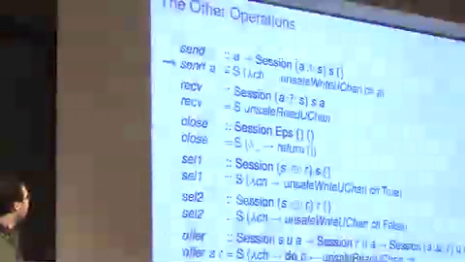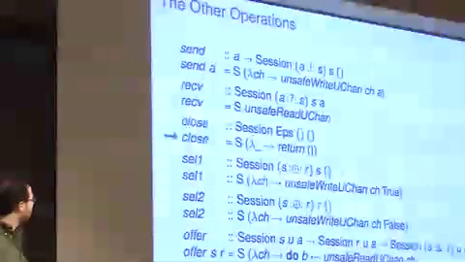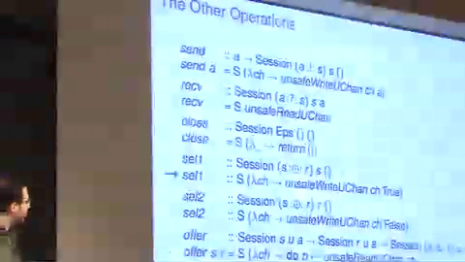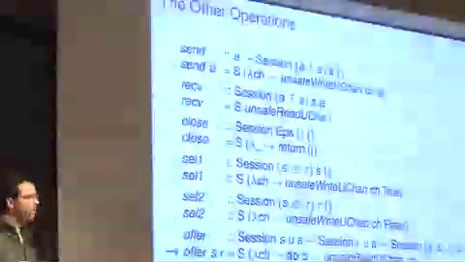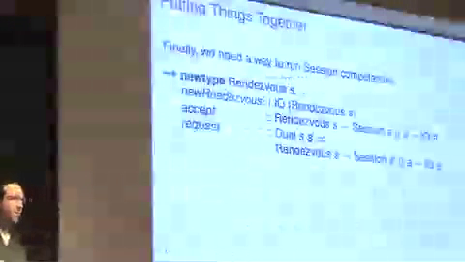And I'll show you the implementations of these just to emphasize that they're quite simple. Receive is just going to read off the channel. Close is a no-op. To select the left-hand side, we'll send true over that channel. And to select the right-hand side, we'll send false. So on the other side, for offer, it has to read a Boolean off and then dispatch to S or R, depending on what Boolean it got over the channel. So that's the idea.